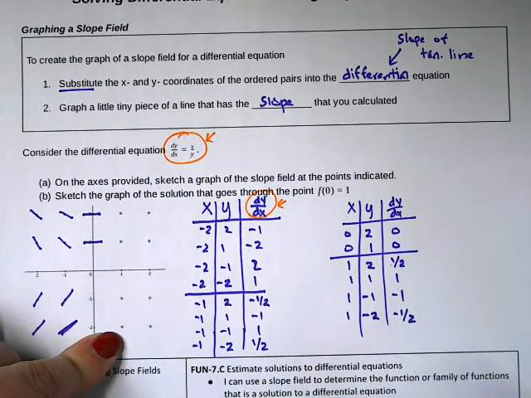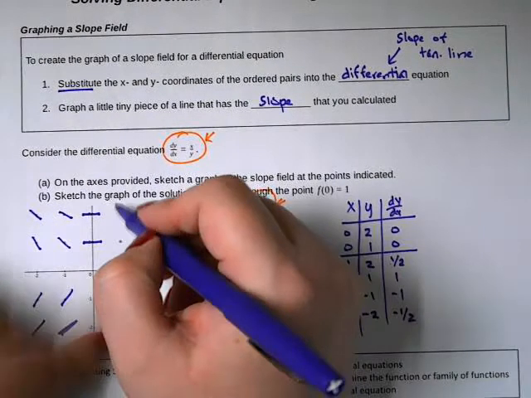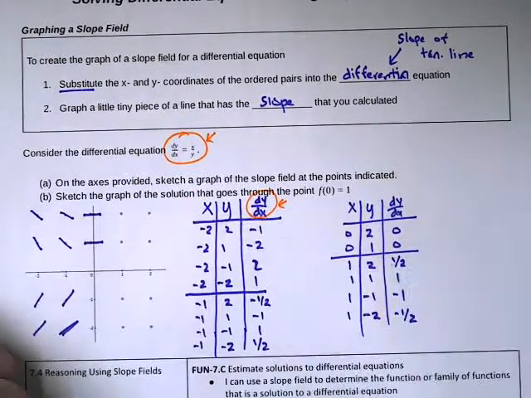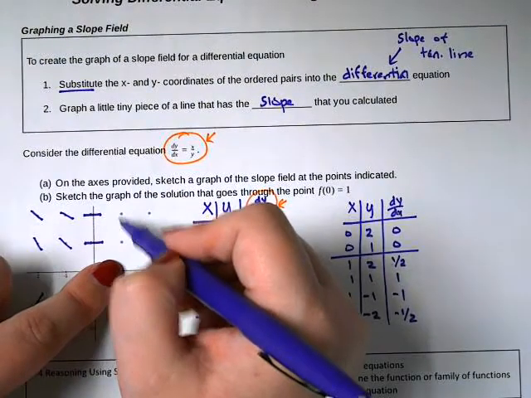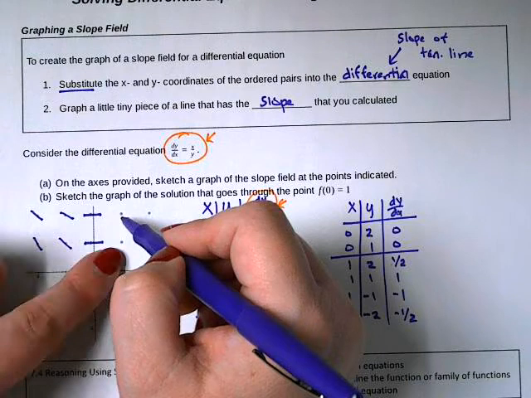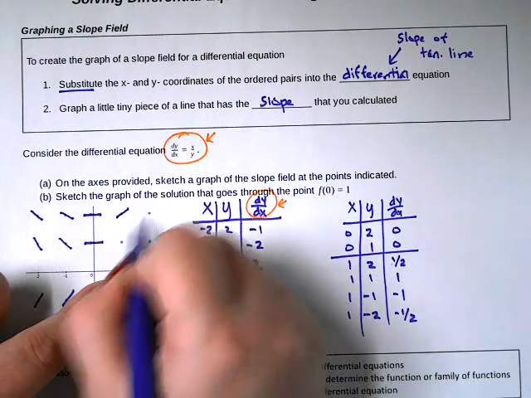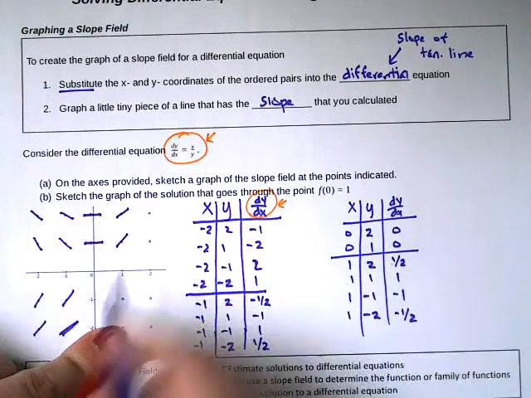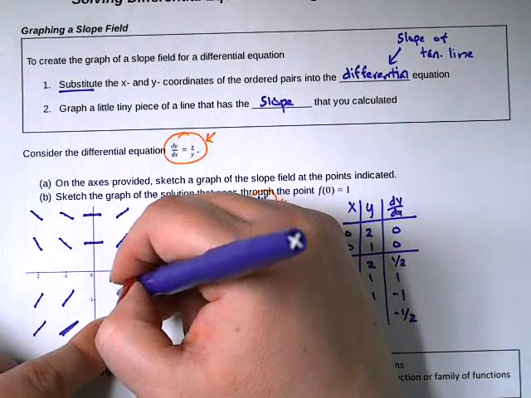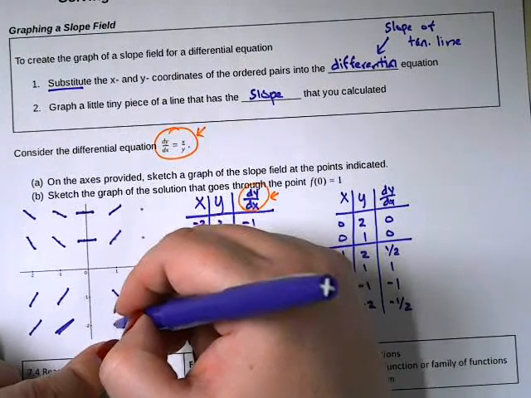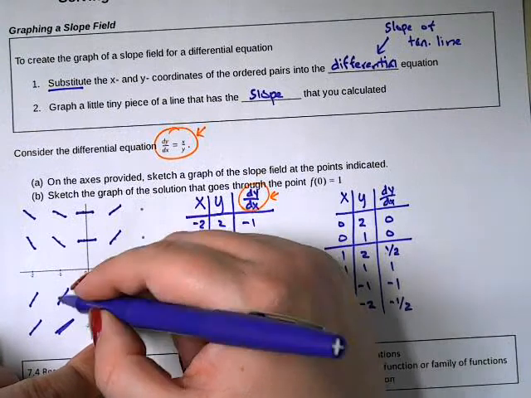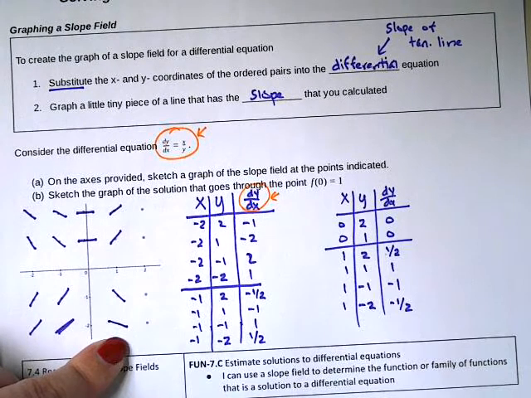So again, just go ahead and put those on there now. So down, what do I want? +1/2. So maybe something like this. Then a +1, so maybe like that. Then a -1, and a -1/2. So kind of like that.